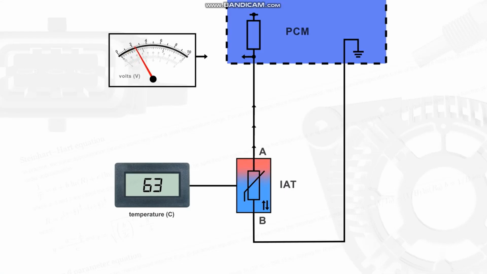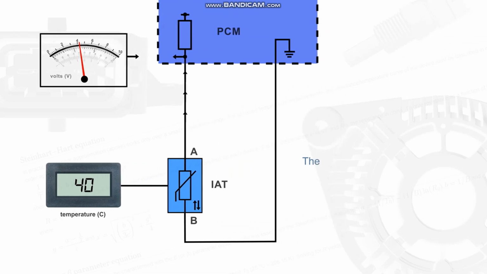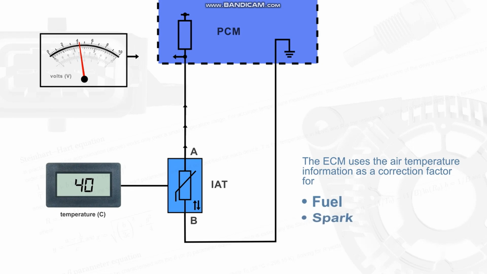The IAT sensor is a passive sensor in which resistance changes with temperature. The electrical resistance decreases as the temperature increases, and vice versa. The varying resistance affects the voltage drop across the sensor terminals and provides electrical signals to the engine control module, or ECM, corresponding to the air temperature. The ECM uses the air temperature information as a correction factor for fuel, spark and mass airflow.